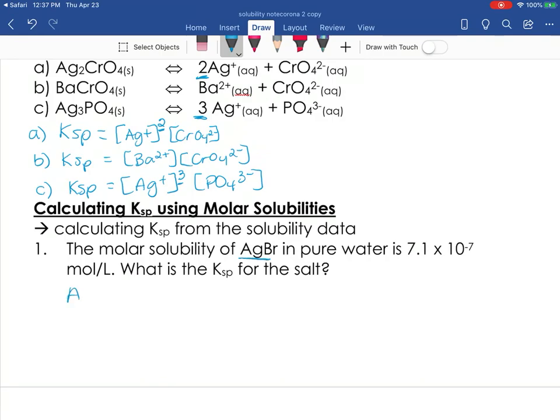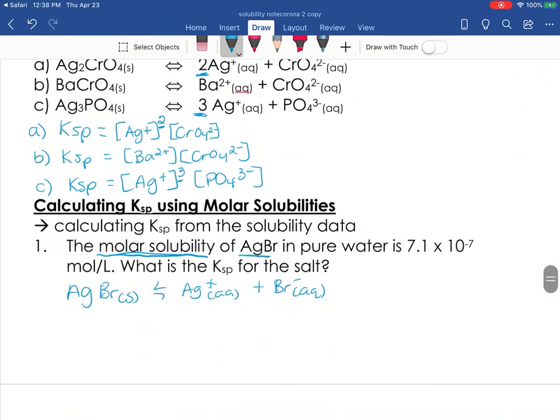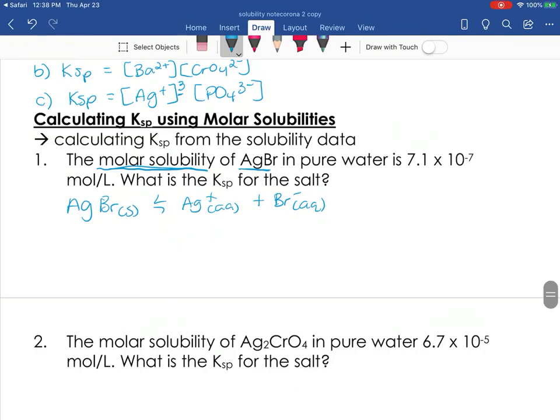Okay, so calculating the Ksp from the solubility data. I've given you the solid here, so go ahead and write your expression because you're going to need it. The molar solubility of AgBr in pure water is 7.1 times 10 to the negative 7 moles per liter. Here it says molar solubility. It doesn't say at equilibrium or anything like that. So you do need to remember molar solubility is the maximum amount that can be dissolved. That's a saturated solution, and that's equilibrium.